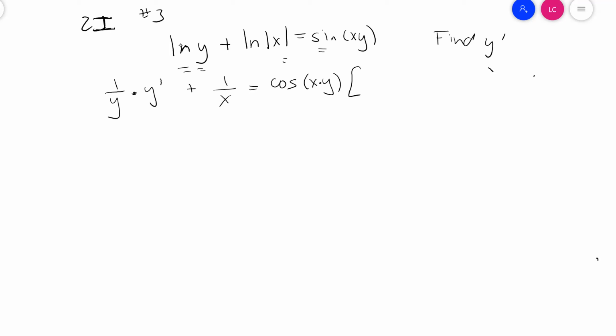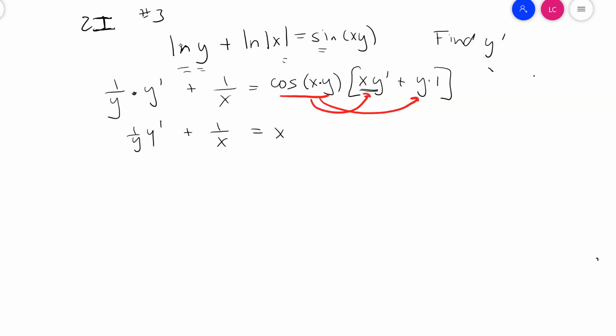So I'm going to start with the parentheses: first d second plus second d first. All right, so now I'm going to take the time to distribute this to these two terms over here. So 1 over y times y prime, plus 1 over x, equal, and I'm going to put this in front of the trig function so it doesn't get absorbed into the angle, plus y times cosine of xy.